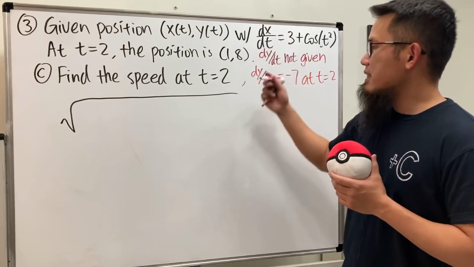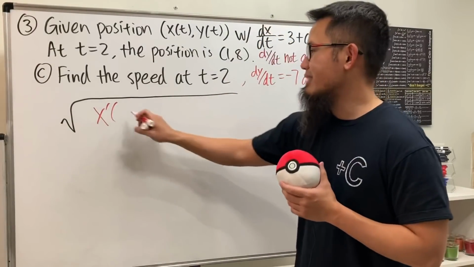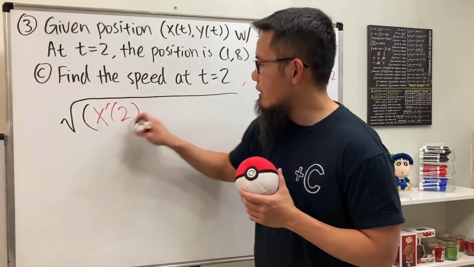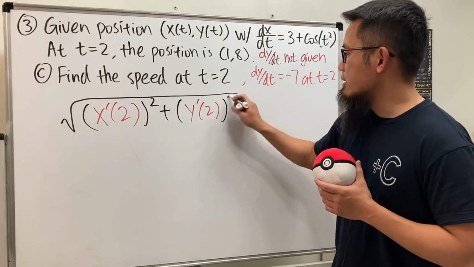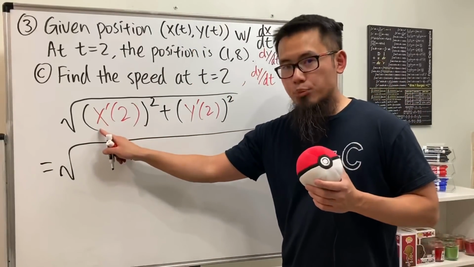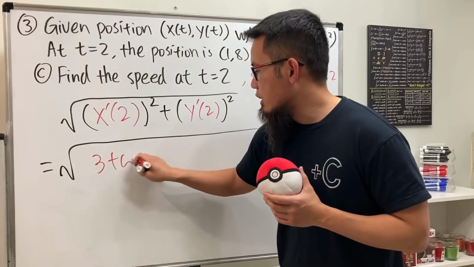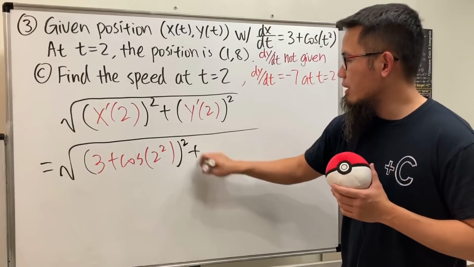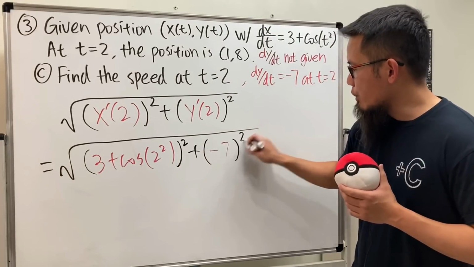So for the dx/dt, I'm going to write it as x prime of t, at t equal to 2, right? It's easier for us to write it down like this. And remember, we are going to square this right here and then add it with y prime of 2 squared. And then just do the work. This right here is equal to the square root of x prime of 2, so we put a 2 in here, we get 3 plus cosine of 2 squared, and then we square that. And then this right here is just equal to -7, so we have -7, and then we square that.